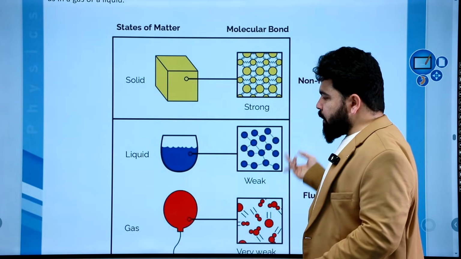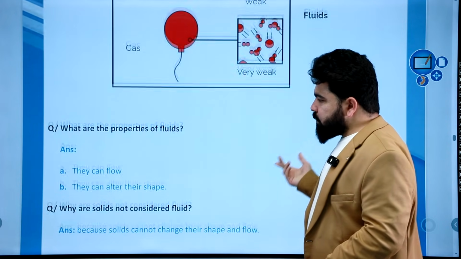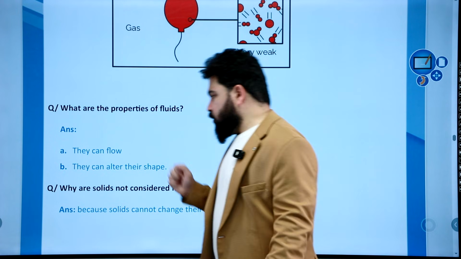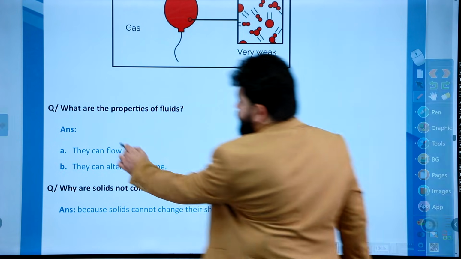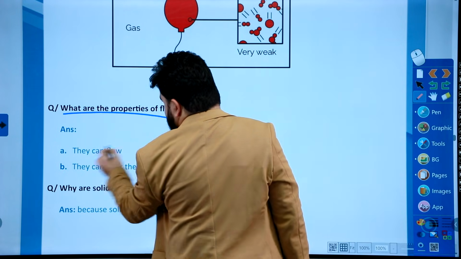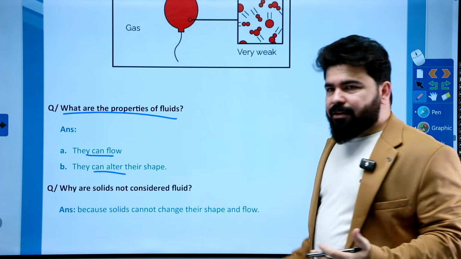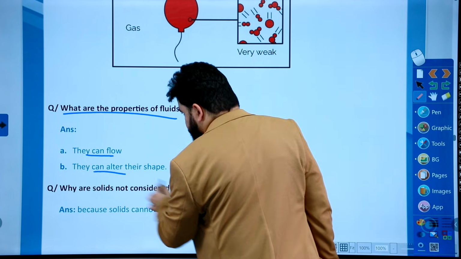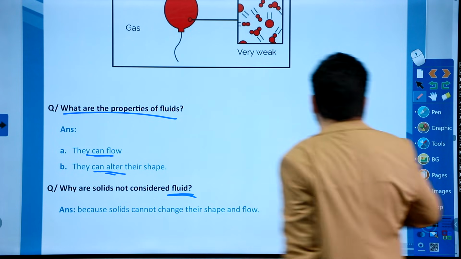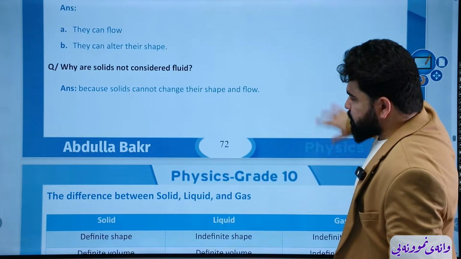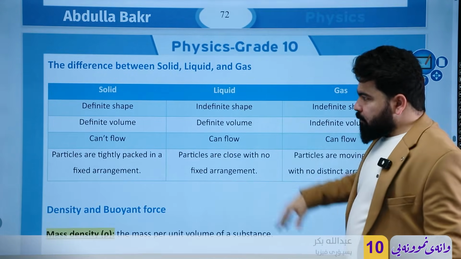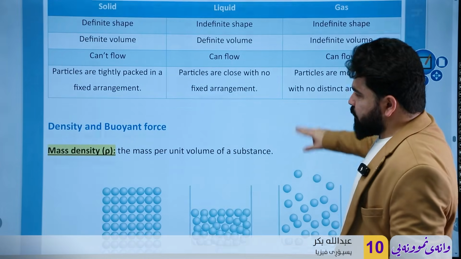Be careful. What are the properties of fluids? They can flow and they can change their shapes. You get this question in the exam. What are the properties of fluids? They can flow and they can alter their shapes. Why are solids not considered fluids? Because they cannot flow and they cannot change their shapes either. Be careful. This is basically a repetition of states of matter.